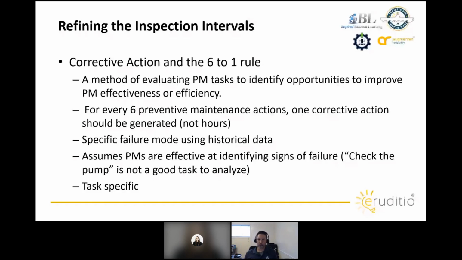Now, this 6-to-1 is typically done on a failure mode basis, right? This is why having failure codes in your CMMS are so important. If we're inspecting a bearing and we're finding a bearing defect, what was the cause? Is it aligned with the PM and what we're trying to detect? Then we can start to expand or contract those inspection intervals. Like I said, this assumes that the PMs are effective and everyone is identifying it the same way. It is task specific, all right? So keep that in mind as well.